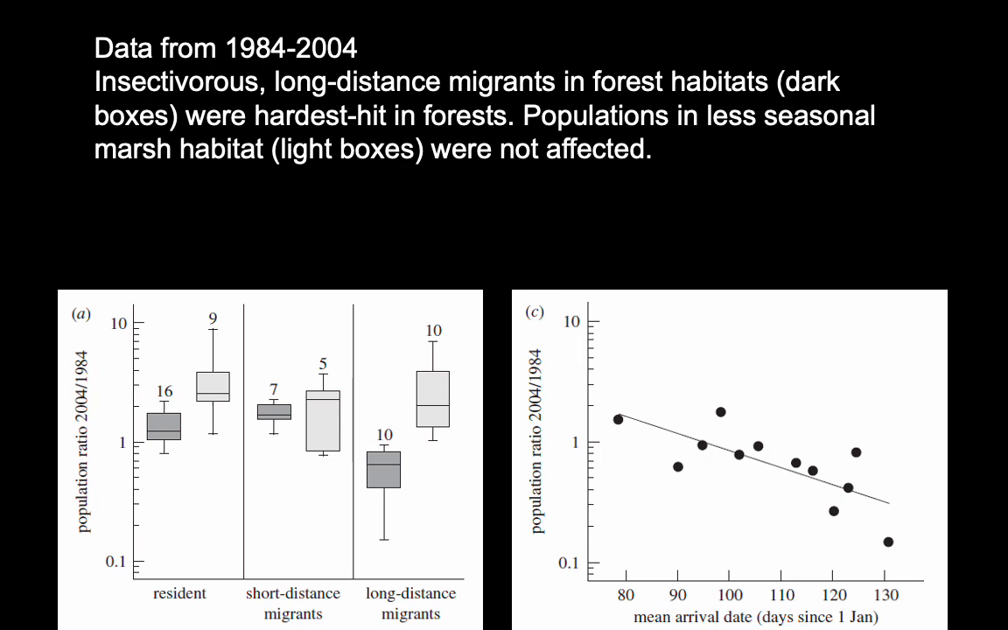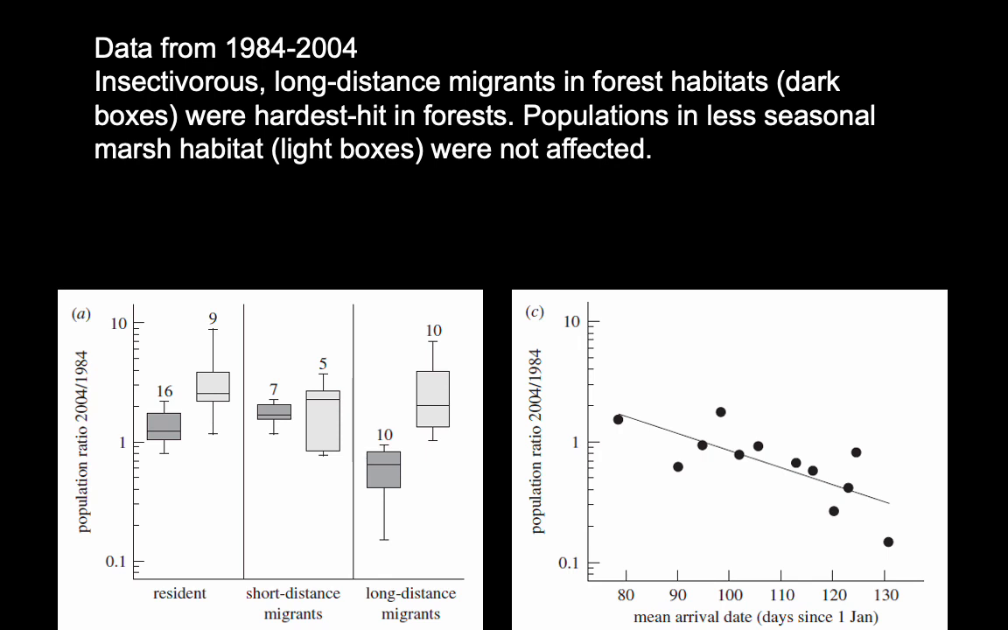And so, who are the hardest hit here? We're looking at the population ratio. This basically tells us how their populations have changed over 20 years. 1 means the population hasn't changed. It hasn't gotten bigger or smaller. If it's below 1, the population is decreasing. If it's above 1, it's increasing. And what we see here is really the long-distance migrants, the forest birds. Their populations are decreasing.